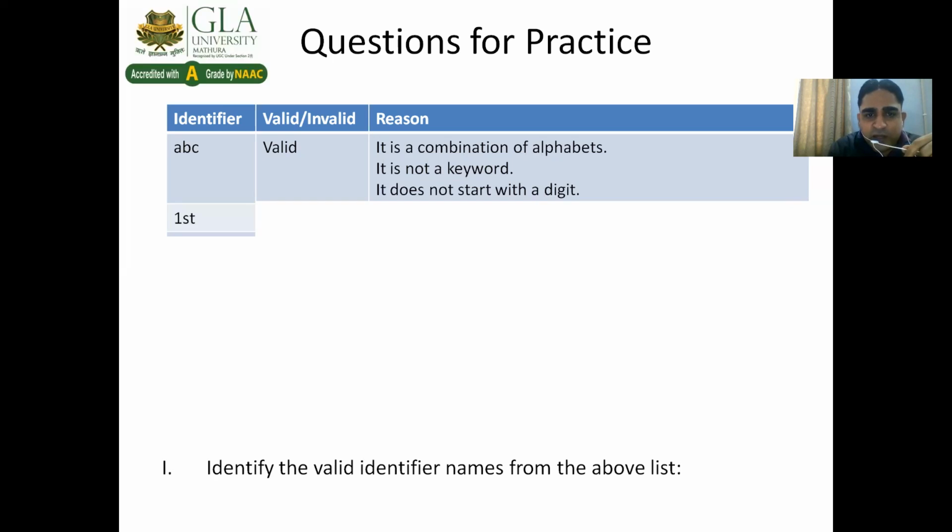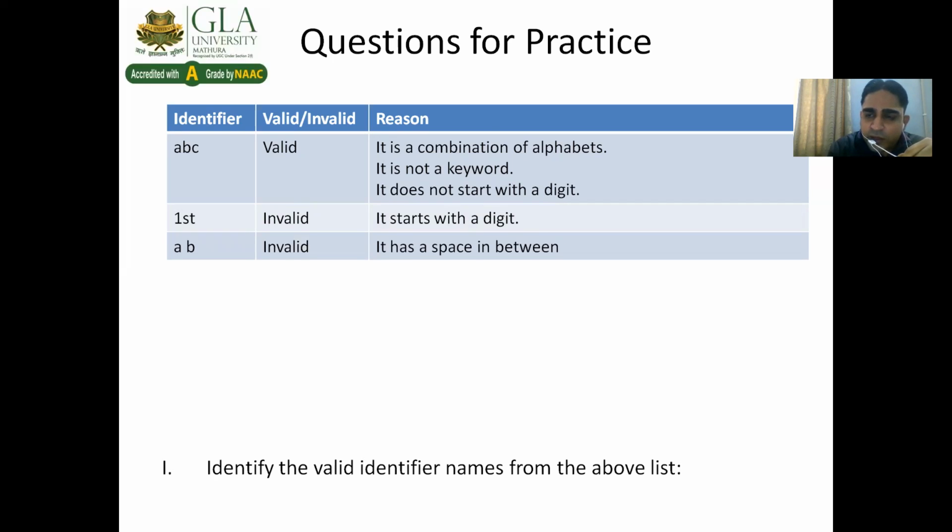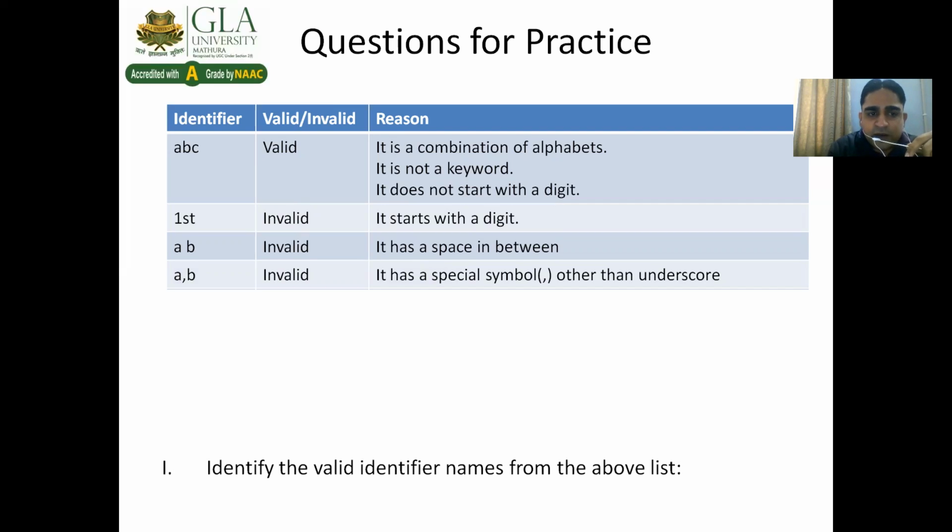Then 1ST is invalid, because it is starting with a digit. Starting with a digit is not considered as an identifier. Then a space b is also invalid because it has a space in between and spaces are not allowed. a comma b is also invalid because it has a special symbol other than underscore, which is comma, right? So it is also an invalid identifier.